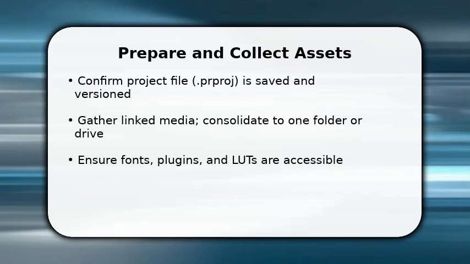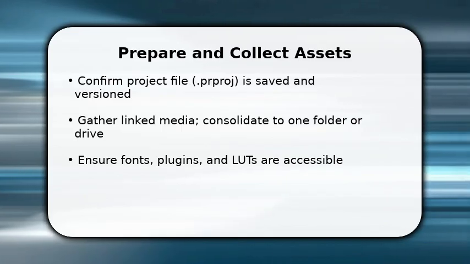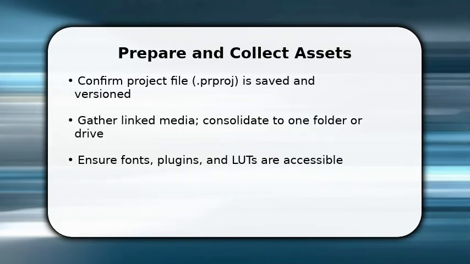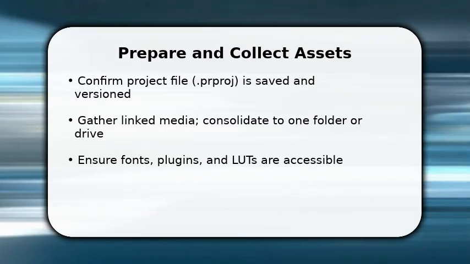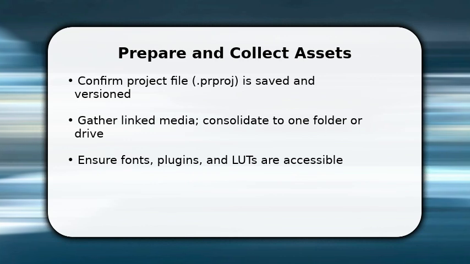You'll start by assembling everything Premiere needs to open your project elsewhere. First, save the PR proj and create a clear folder with all linked media. This avoids offline files. Once done, copy fonts, third-party plugins, and any LUTs into subfolders so the recipient can install or point Premiere to them. Make sure sequence settings and frame rates are noted. That prevents mismatch later. This step speeds transfer and reduces confusion when someone else opens your project.